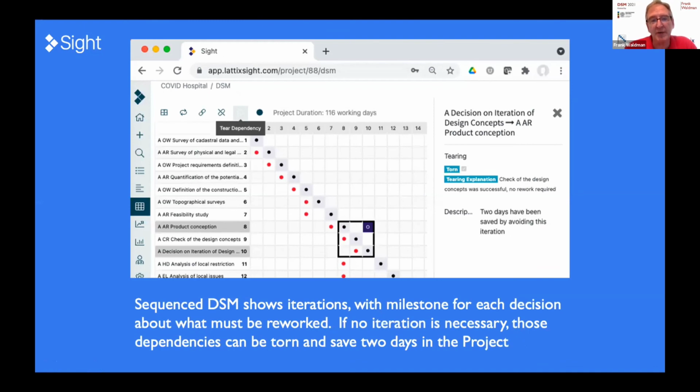Just to show a fairly simple technique for tearing dependencies or untearing them as appropriate. You just select it and then tear it and give it an explanation of why you're not having to do that iteration. So you can capture decisions that have been made in the execution of the project as it goes.